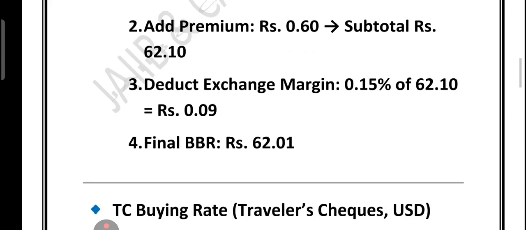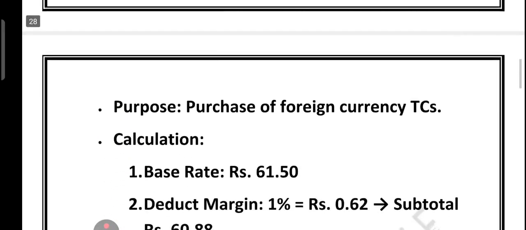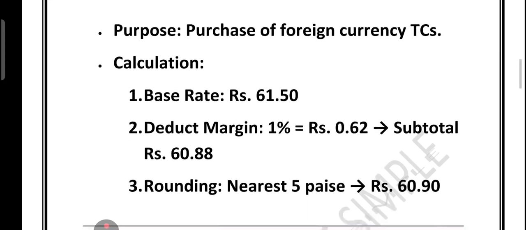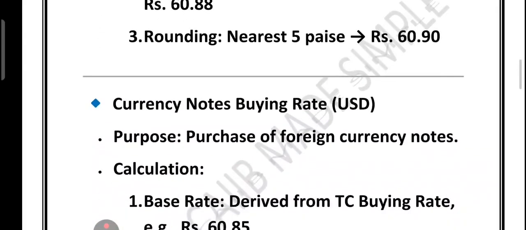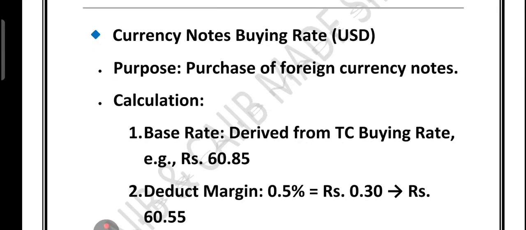Now friends, let's talk about the TT buying rate in terms of traveler check and dollar. Okay, so whenever we purchase the foreign currency traveler check, how do we deal with it? First of all, you take the base rate, deduct the margin, right, and round the subtotal to the nearest paisa. That's it. Now we have currency note buying rate, CN. The purpose is simple, to purchase.